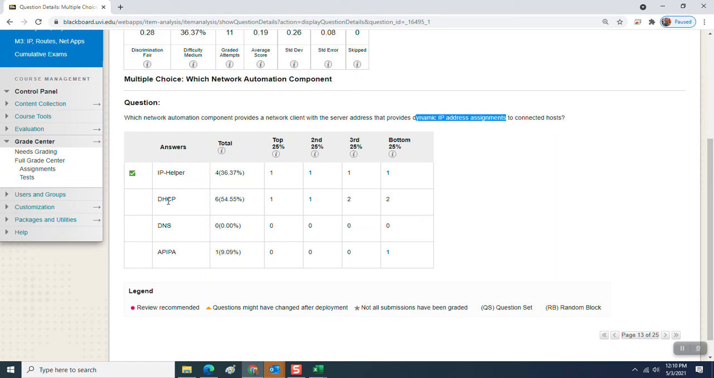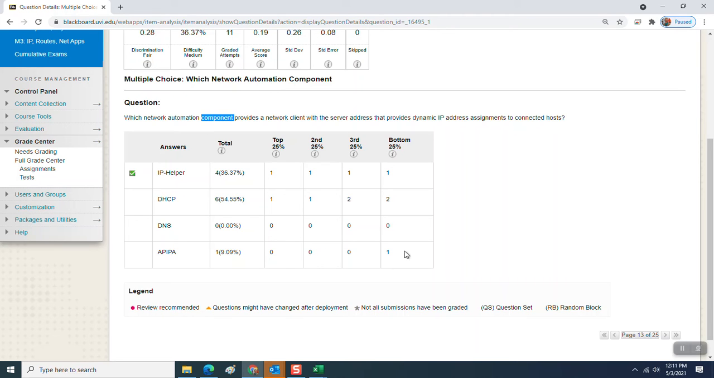That's called DHCP. The network automation component that provides network clients with their own automatically assigned address, that's DHCP. The question reads, which network automation component provides a network client with a server address where to go to get their automatic assignment? That's IP helper. Okay? If the question read, which network automation component provides network clients with their own uniquely assigned, automatically assigned address and network criteria, that would be DHCP. But that's not how the question reads.